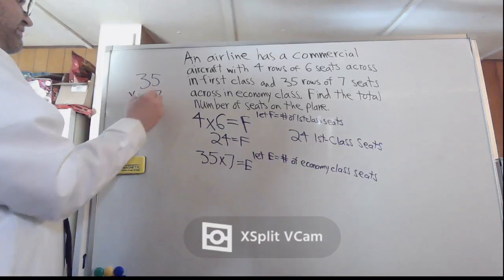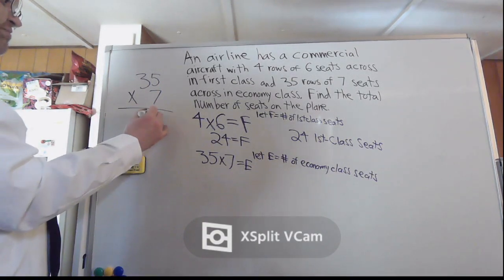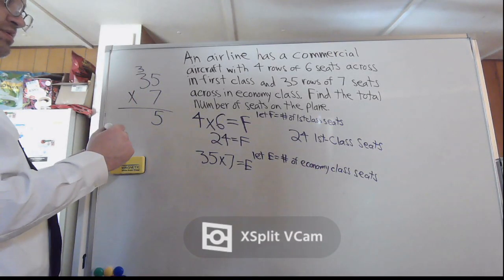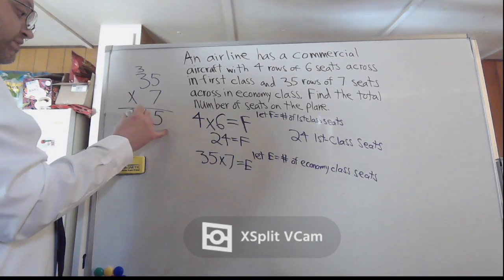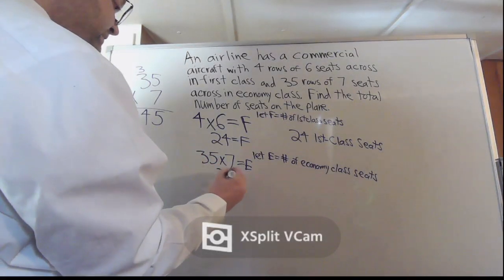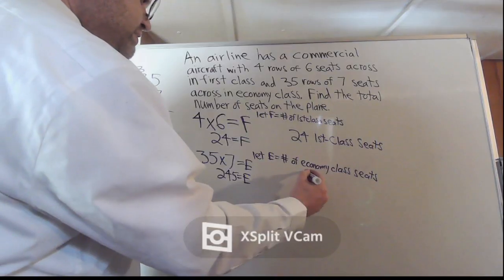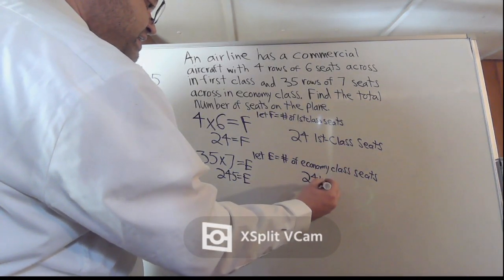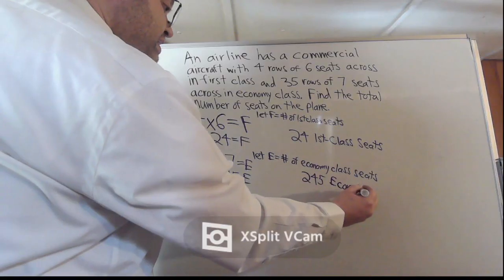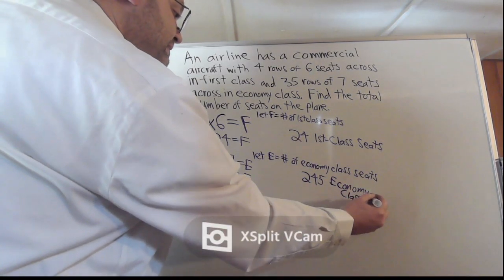35 times 7. So 5 times 7 is 35. Keep your 5. Bring your 3 up above to the next place. 7 times 3 is 21. Plus 3 is 24. So 245 equals the number of economy class seats. So there are 245 economy class seats.